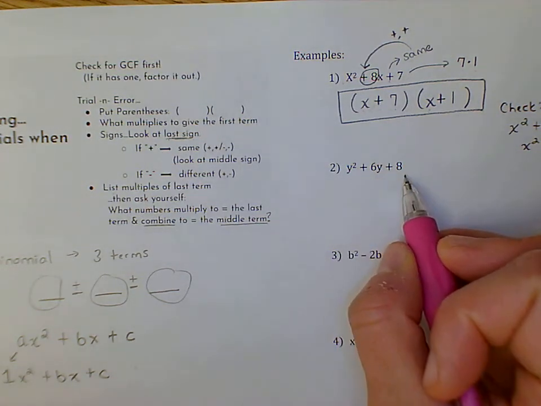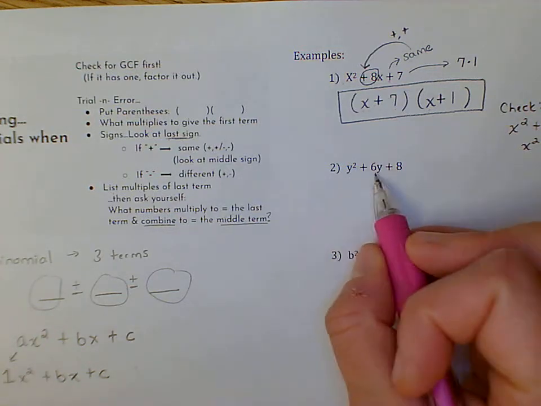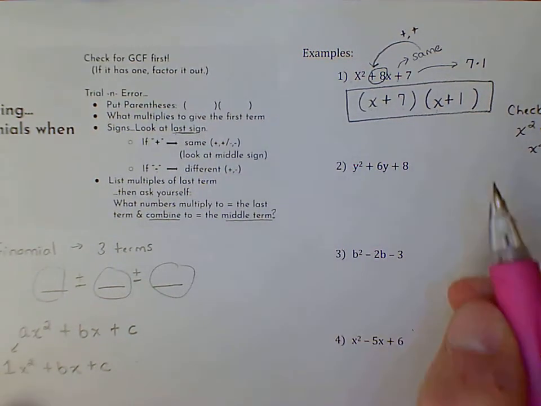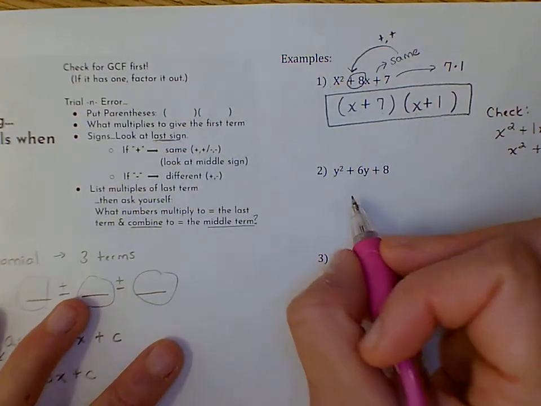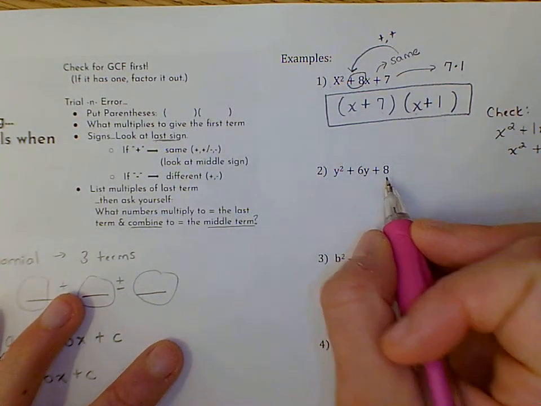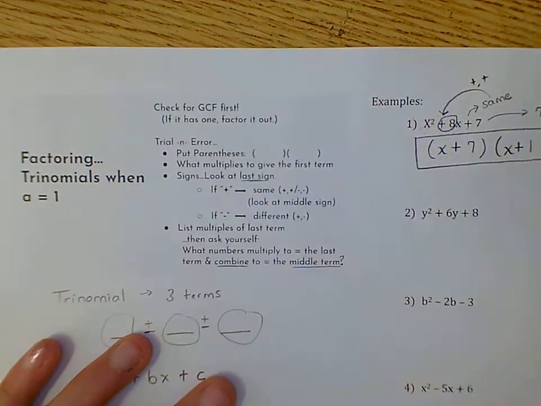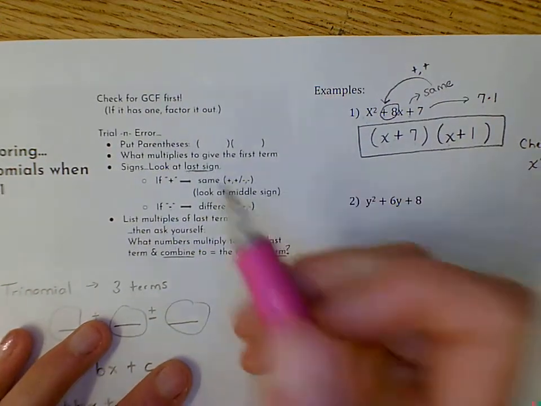And notice they don't have a variable in common because that one's missing the y. And then there's no other number other than 1 that will go into all 3 of these. So there's not really a GCF here. Okay, it has 3 terms to it, so that means it's a trinomial. And then notice the number that's in front of your y squared is 1. So we can do it this way, okay?